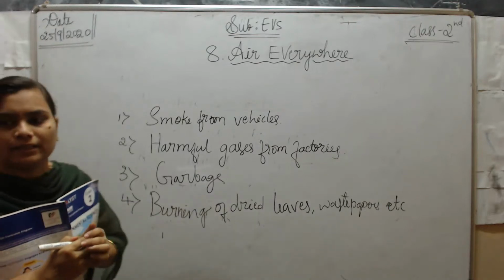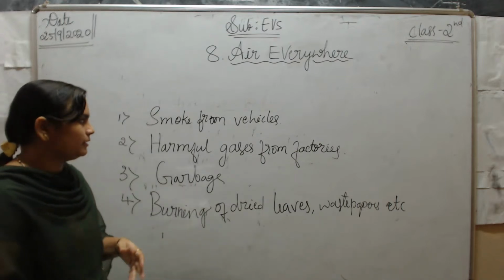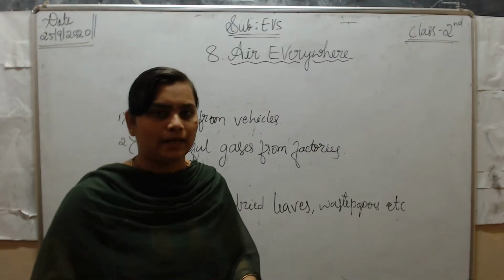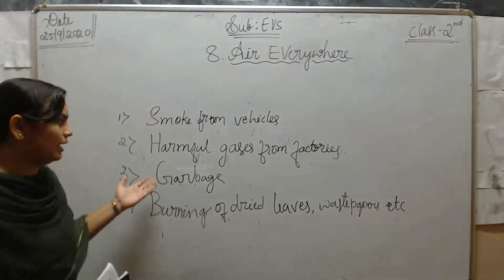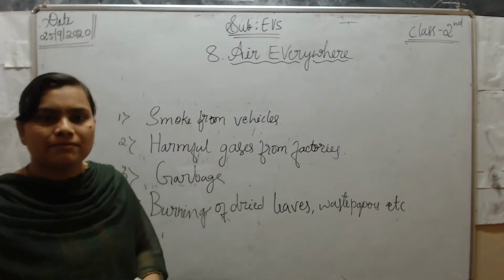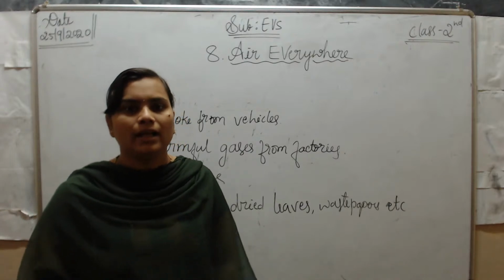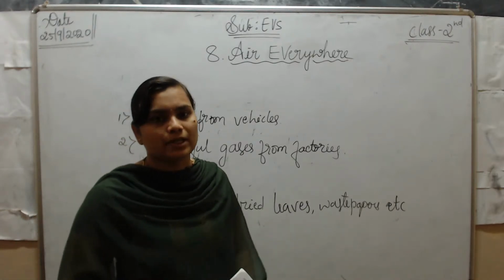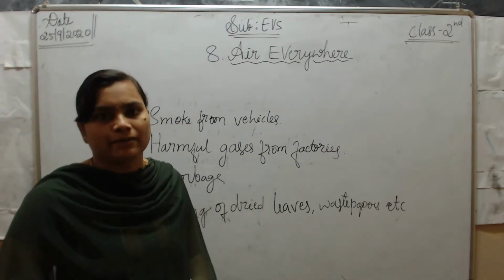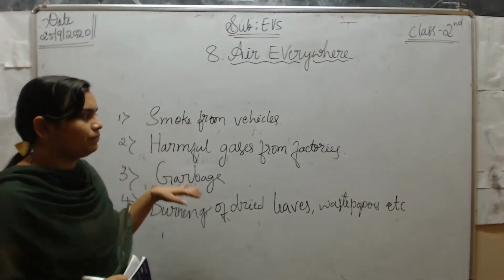Smoke from vehicles: when a lot of vehicles are going nearby, they create smoke. It mixes with the air and the air will get polluted. Then harmful gases from factories. Factories also leave many harmful gases in the air from their chimneys. They mix with the air.